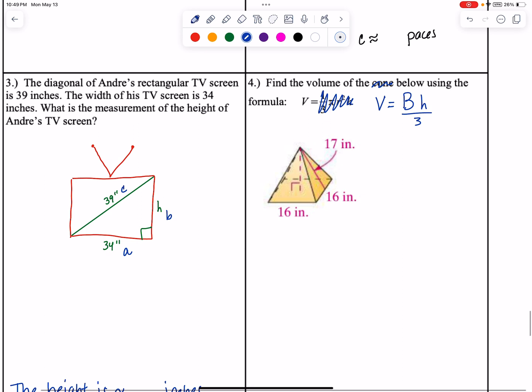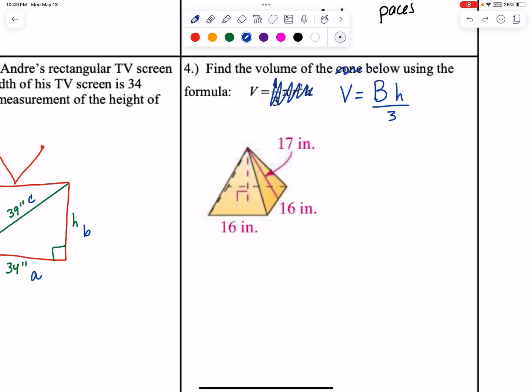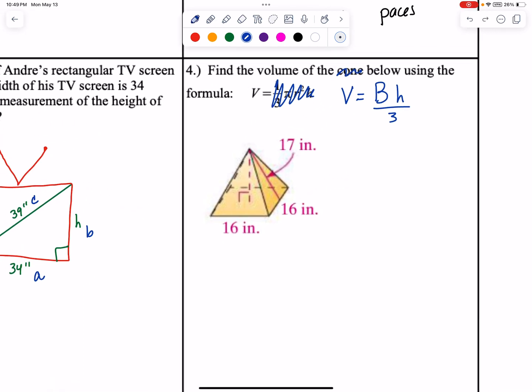So let's go ahead and solve this out. Find the volume of the square pyramid using this formula that I gave you, not the other one. Okay, so here we go. Let's go ahead and find the area of the base. This is interesting what they're having you do here. We already know the area of the base is length times width, which would be 16 squared, or 16 times 16.